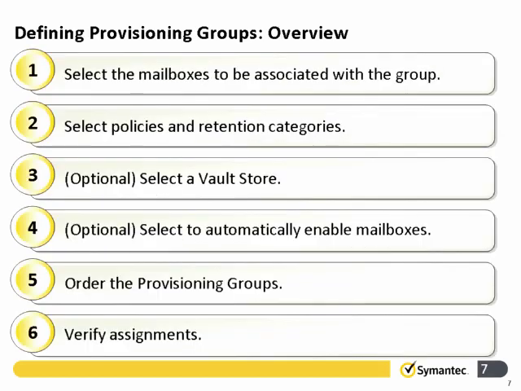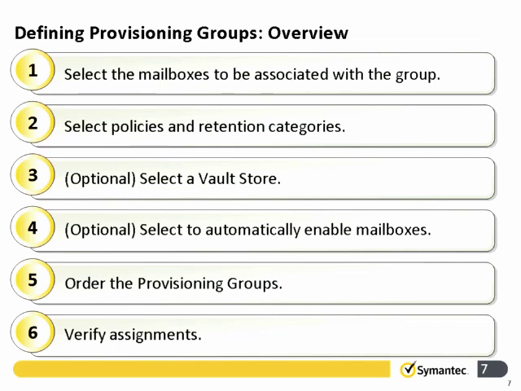An overview of setting up the provisioning group includes selecting the mailboxes to be associated with the group, and selecting the policies and the retention categories that you wish to be applied to this group. Optionally, you can select a vault store to apply to the group. Again, you don't have to select one here. It can be specified at the site level. Optionally, you can select to automatically enable the mailboxes, as well as to determine if the actual archiving process will start immediately. You can order the provisioning groups.